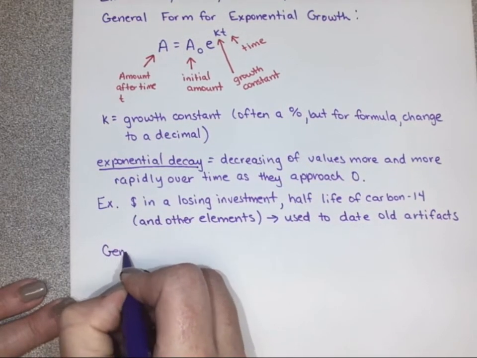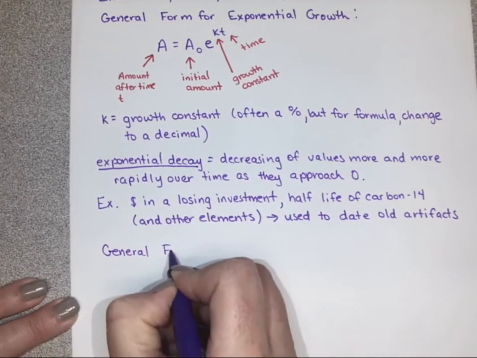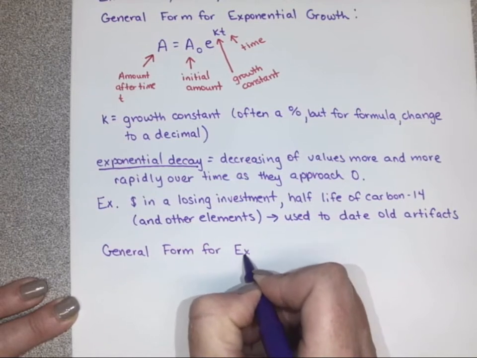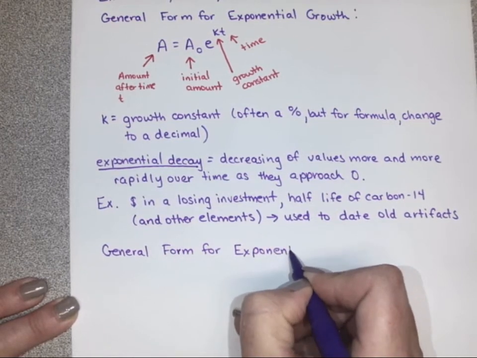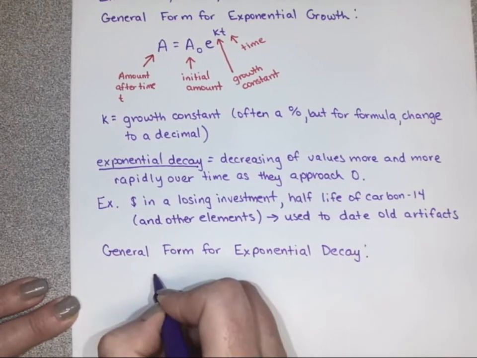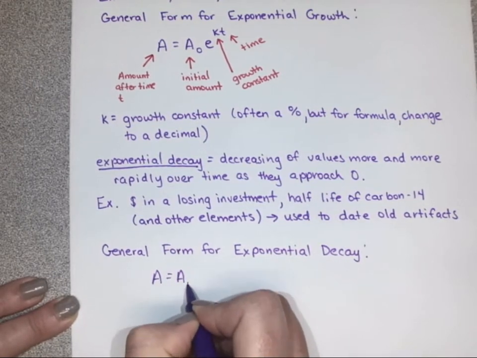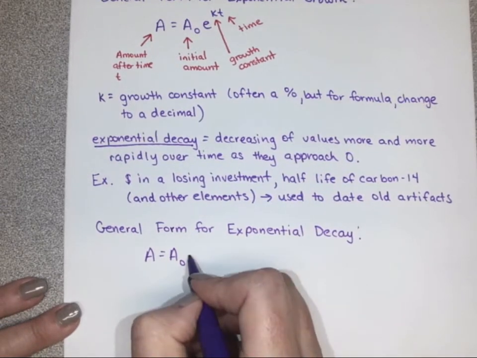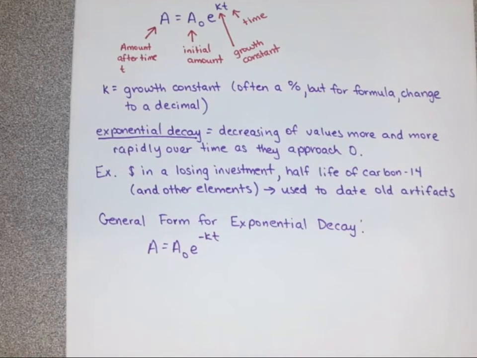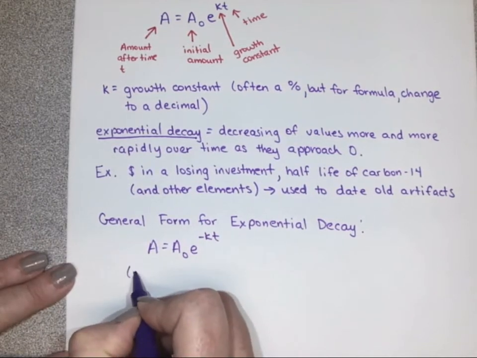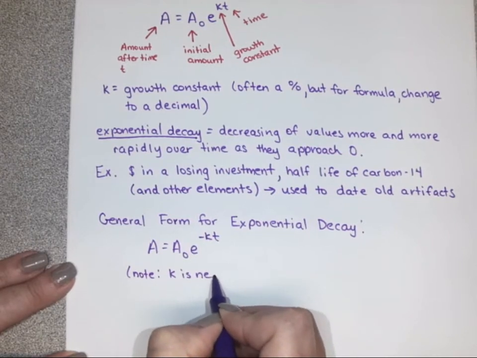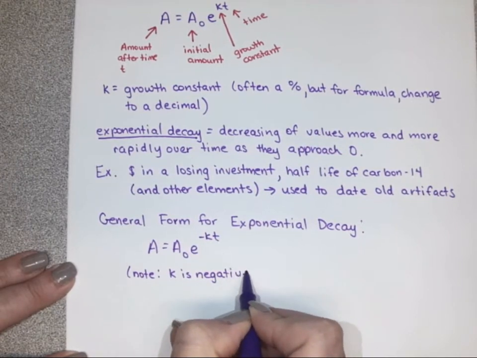So the general form for exponential decay is going to look awfully close to the one for exponential growth with really just one change. So I'm going to use the same letters and everything. It's A equals A sub 0 times e to the negative kt power. Okay. So what do you note is different? Yeah, k is negative. And remember what negative exponents mean.